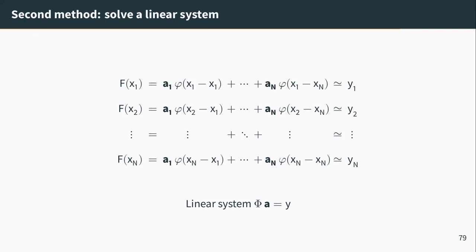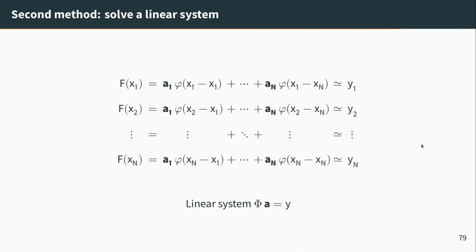And when I write it down this way, you see that you have n linear equations with respect to A. And so we realize that finding good kernel interpolation weights should be just as simple as inverting this matrix phi, where in phi you just have the values of phi of xi minus xj. So that's what you can hope to achieve.